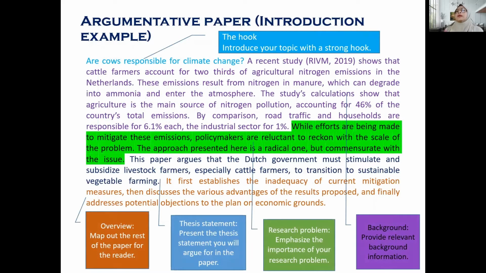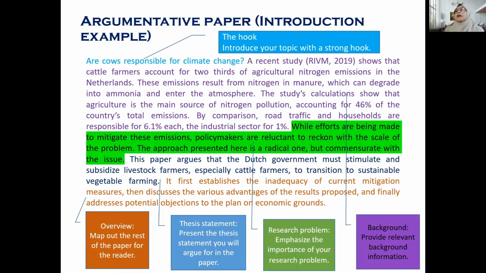Okay, let's have a look at the example of an argumentative paper introduction. So, a cow responsible for climate change. This is the hook. Introduce your topic with a strong hook. So you are making a statement, but actually this should be cited. A cow responsible for climate change. You create some controversy in the article.